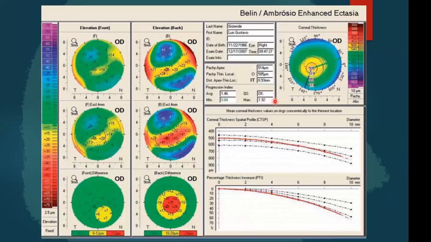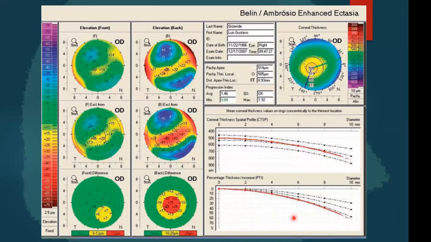This is the right eye of the patient, which shows an elevated area on the enhanced ectasia display. The corneal thickness spatial profile again shows curves which are deviating way before 6 millimeters. So in this corneal thickness spatial profile, it is very important to observe the contour of the cornea and also observe where the curve is dipping down. If the curve dips down before the 6 millimeter point, that is considered abnormal.